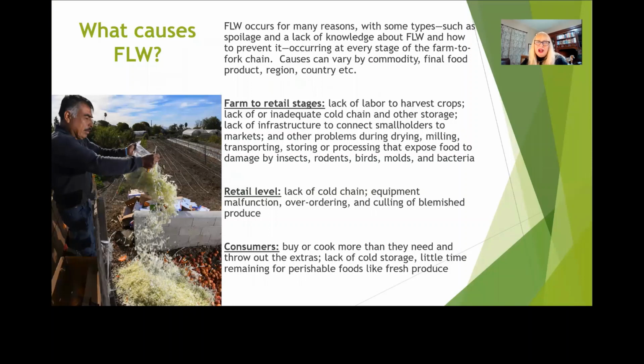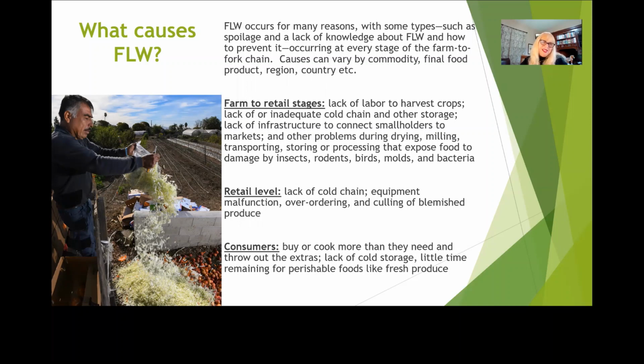So as far as the causes of food loss and waste, they can occur for many reasons, with some types occurring at every point of the farm to fork chain, such as spoilage and a lack of knowledge about what causes food loss and waste and how to prevent it. And these causes can also vary by commodity, country, product, region, and so forth.